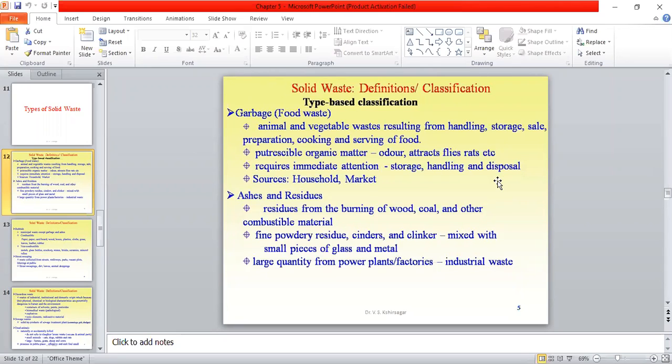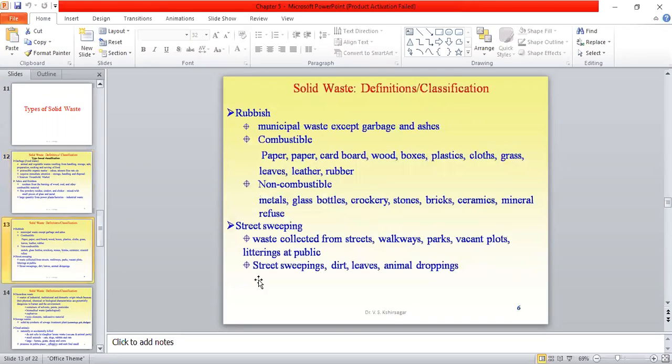Then ashes and residues. Why do we need to study all these classifications? As per the classification, we can understand their properties, and once we understand the properties, we can provide the proper treatment to the waste. Ashes and residues are residues from burning of wood, coal, and other combustible material: fine powdery residues, cinders and clinkers mixed with small pieces of glass. Whatever burned material, that byproduct is considered ashes, and we can use it as a filler in soil or in cement.